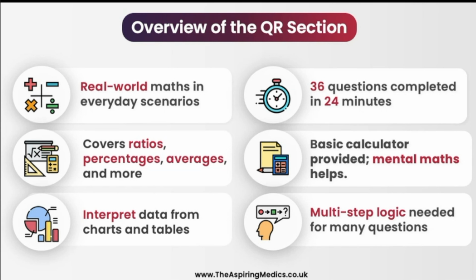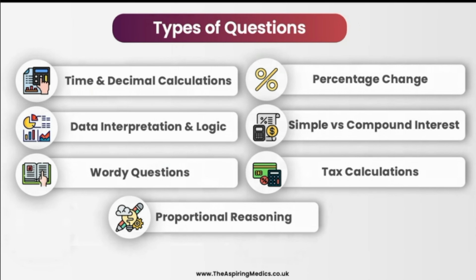And you have 36 questions to be completed in 24 minutes. You're going to be given that basic calculator, and practicing your mental maths really helps. Multi-step logic is needed for many questions, and we'll get onto that when we go to the practice questions. So the types of questions that you're going to have are time and decimal calculations, data interpretation and logic, wordy questions, proportional reasoning, percentage change, simple versus compound interest, and tax calculations.